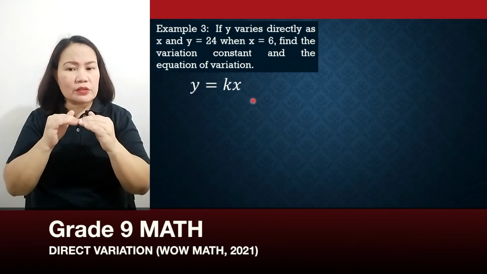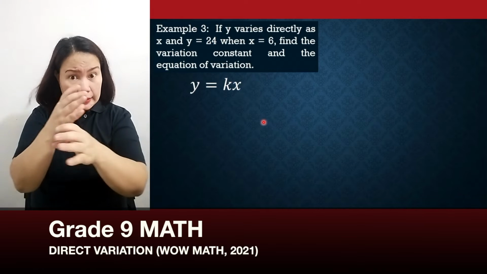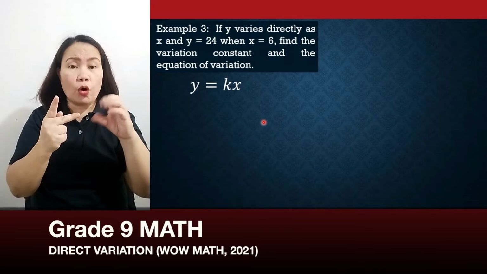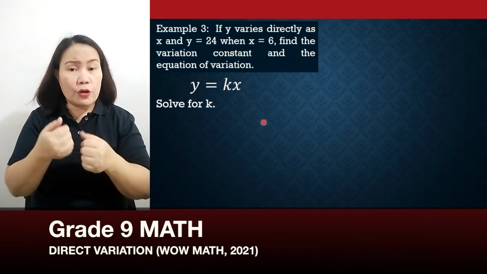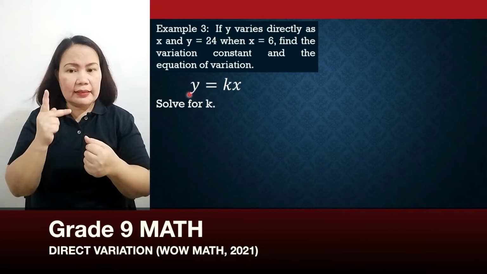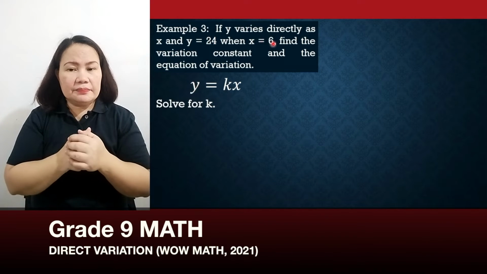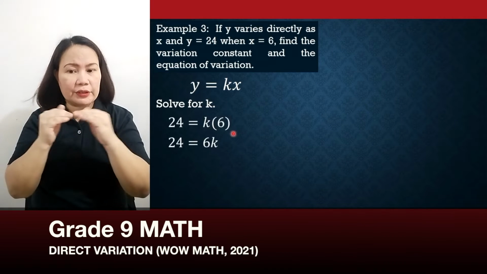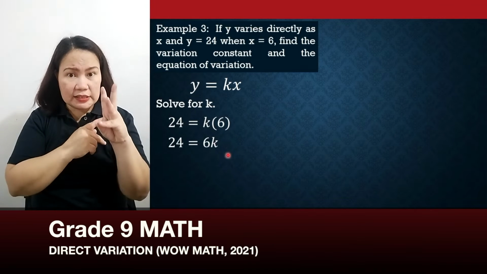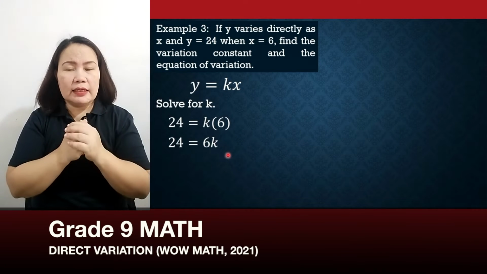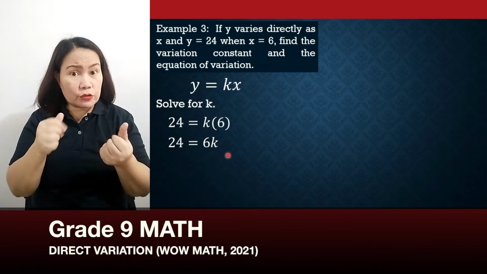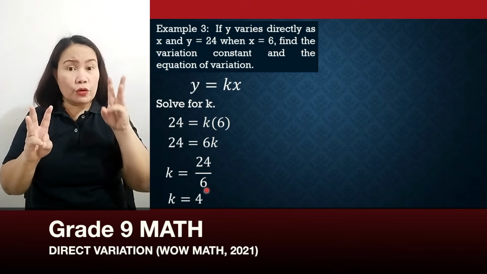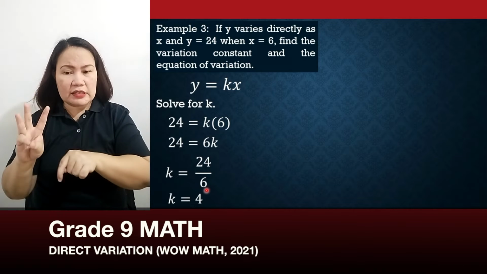So, para makuha natin yung equation of variation, kunin muna natin yung value ng K, yung variation constant. Okay, to solve for K, substitute lang natin. Papalitan natin yung Y ng 24 at yung X natin ng 6. So, that is 24 is equal to 6K. So, para ma-solve natin yung K, divide both sides by 6. Okay, so 24 divided by 6, K is equal to 4. Ibig sabihin, yung variation constant dito is 4.